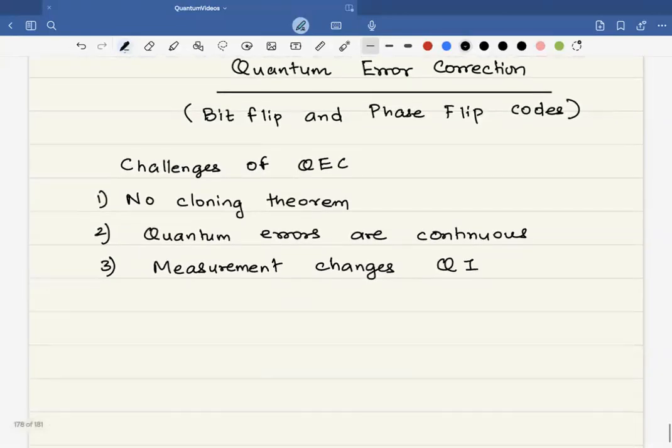Now, it turns out that a large class of quantum errors can be discretized in the following sense. Suppose we have an initial state psi and it evolves along with the environment, then one can show that a large class of quantum errors are of the following type. So it evolves into some state that looks like this.